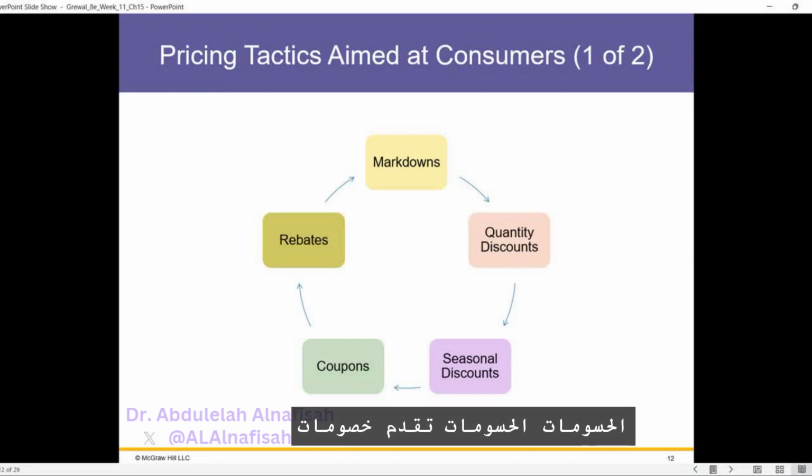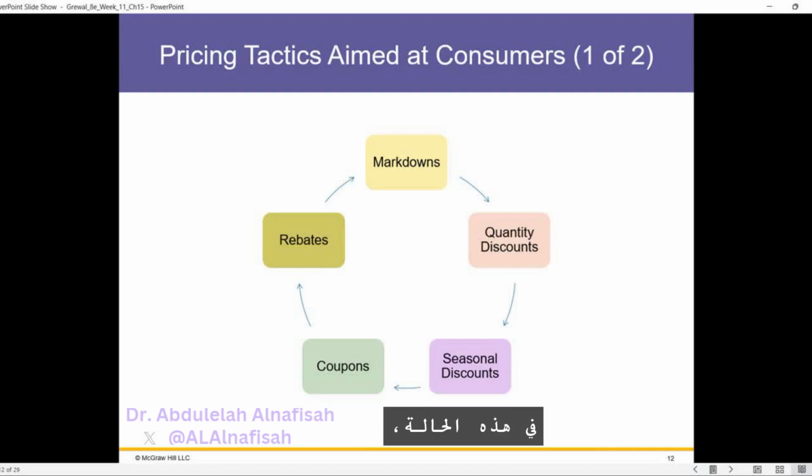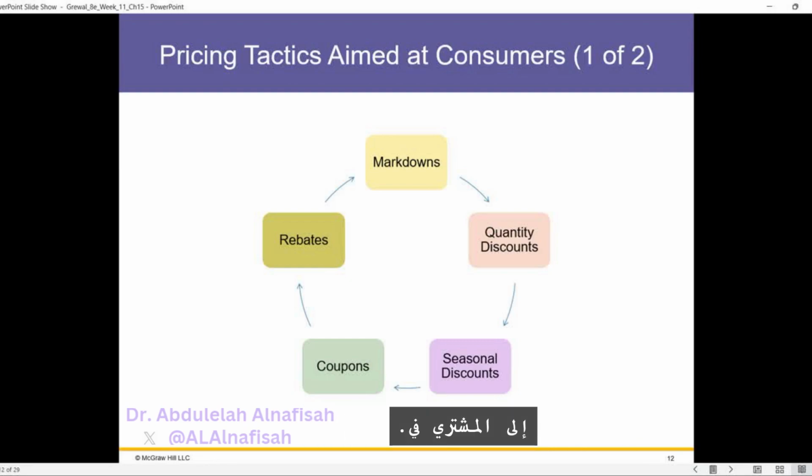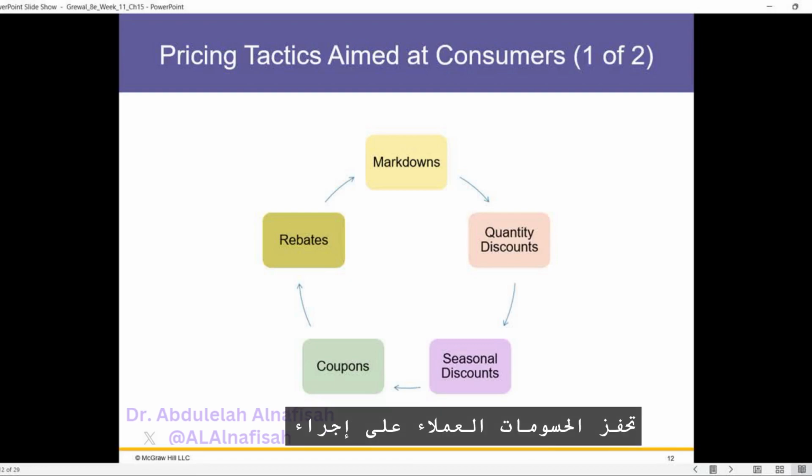5. Rebates. Rebates offer discounts to consumers by refunding a portion of the purchase price. In this case, the manufacturer issues the refund directly to the buyer in the form of cash or a rebate check. Rebates incentivize customers to make purchases by providing a financial incentive to buy the product.